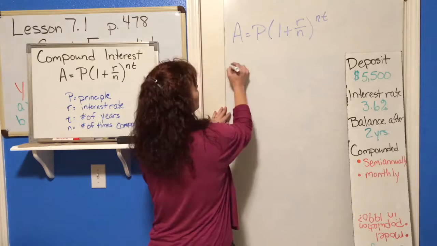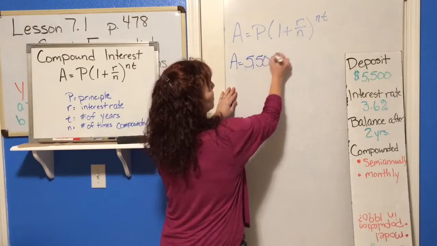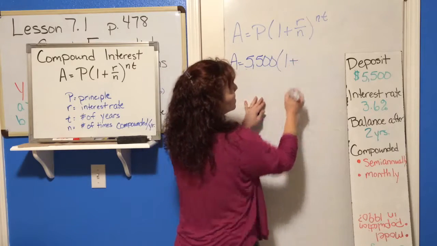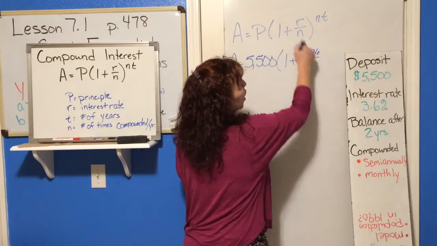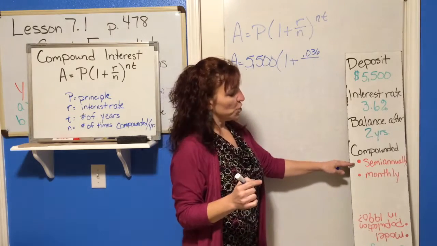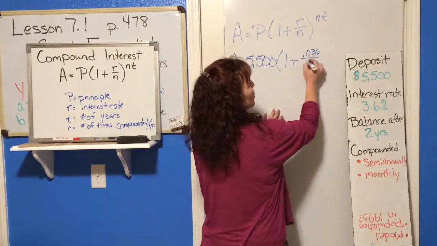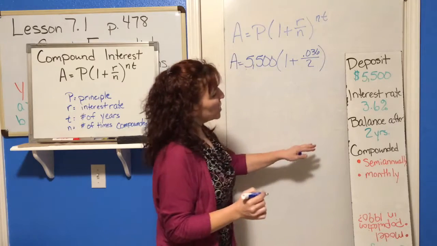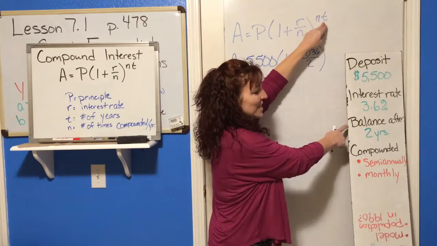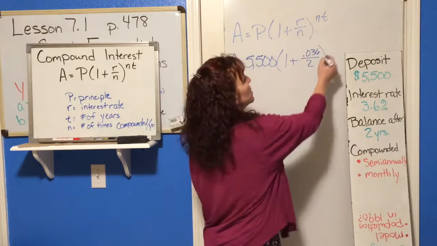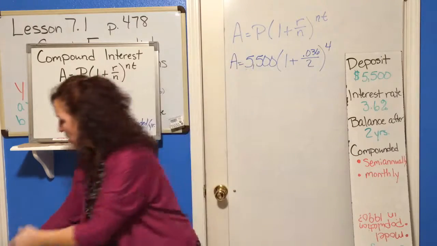So for the first one, A equals, the principal is 5,500 times (1 plus the rate, which is 0.036, over N). Now for the first one we're going to compound it semi-annually. Semi-annually means twice a year. So you put that over 2. And we want N, which we just said was 2, and t, which is the time, is 2 years. So 2 times 2 is 4. So you're simply going to plug those numbers in.